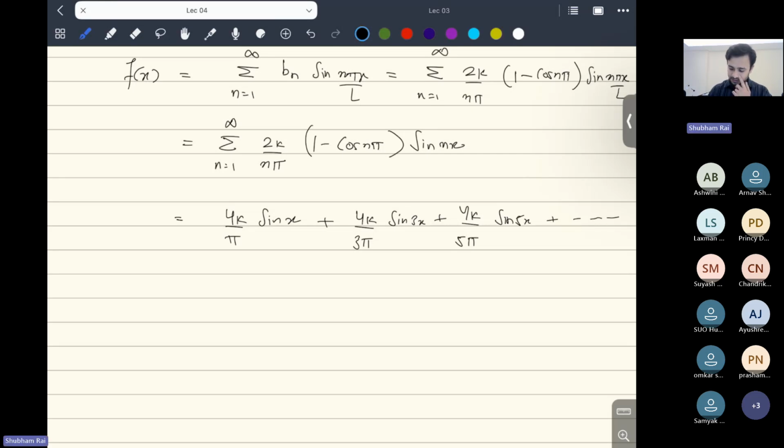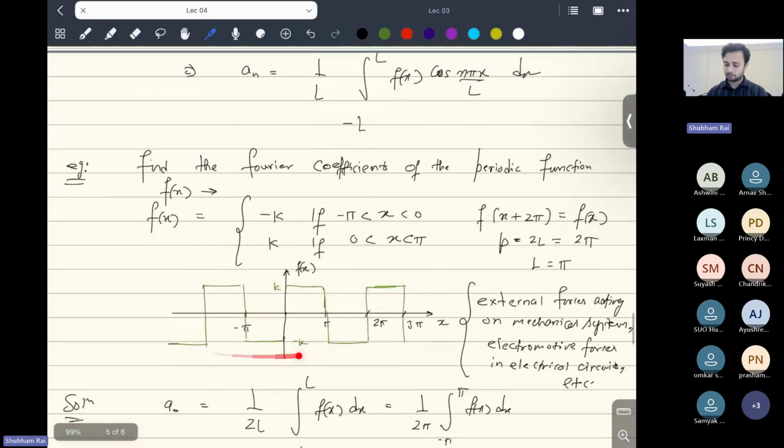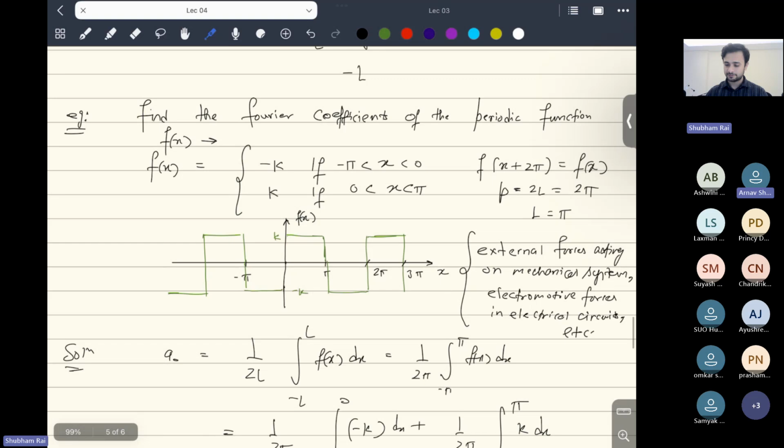Okay, so this is our Fourier series that we have approximated, and this is corresponding to this function here, this rectangular step function. Okay, not a step function, but it's varying between two steps.